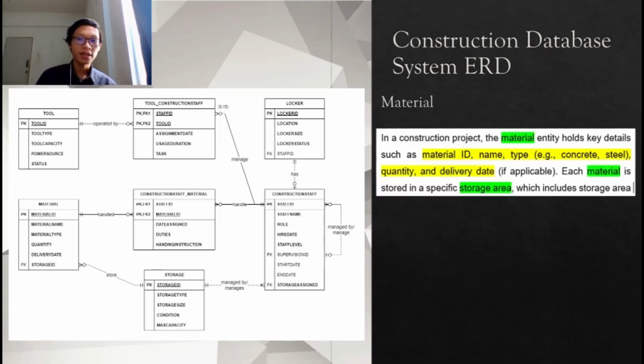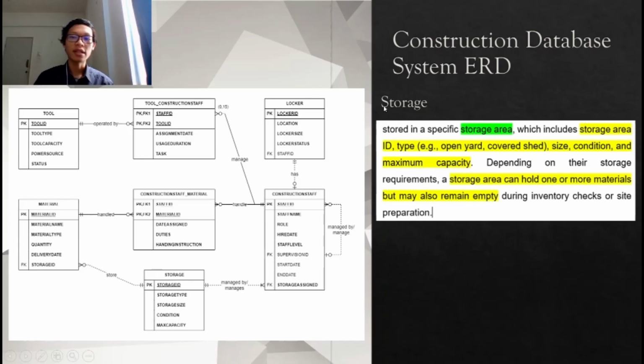For the first entity, it holds some attributes such as material ID, name, type, quantity, and delivery date. Each material is stored in one and only one storage area, as you can see here. Each material is stored in a specific storage area.